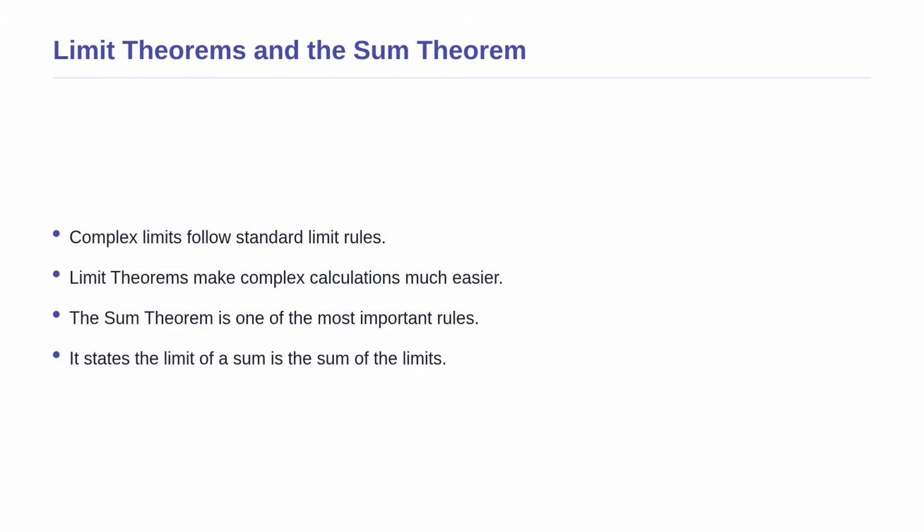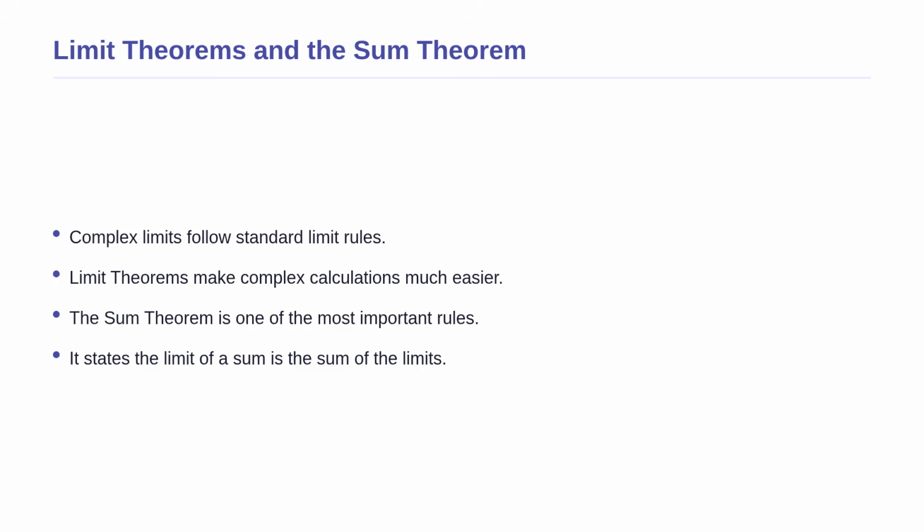Because we just saw that complex limits can be broken down into real limits, we can establish several helpful limit theorems. These theorems are shortcuts that make calculations much easier, saving us from having to use the complicated epsilon delta definition every single time. One of the most important of these rules is the sum theorem.